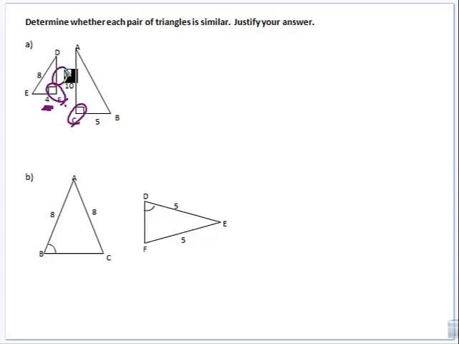Now, this is a right triangle. Can we find missing pieces of right triangles using the what? We talked about it early on in the year. It starts with a P.